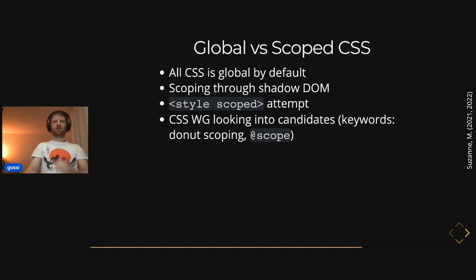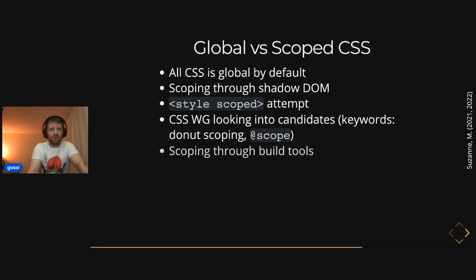There are other candidates for scoping. The keywords you may want to use for searching for this are donut scoping or the @scope rule. And this is also currently in the CSS working draft spec. And then we also have some scoping through build tools, where the build tools look at our CSS and markup and then do some transformation in order to use existing technologies to provide us some scoping behavior.